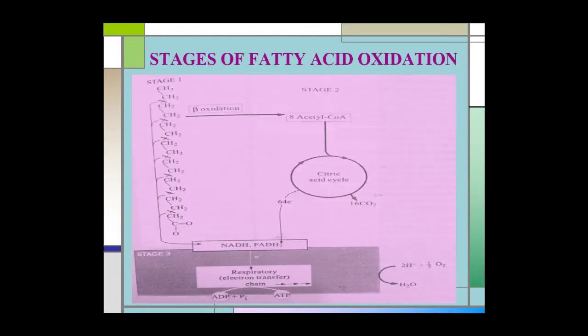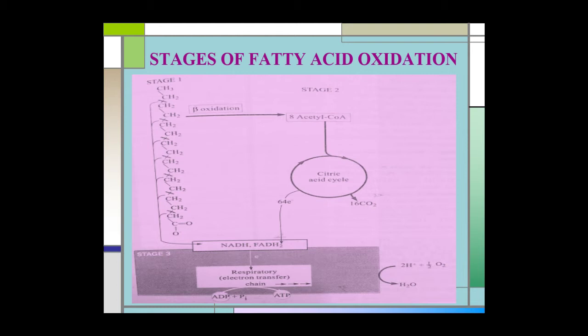Stages of fatty acid oxidation. The fatty acid oxidation is completed in 3 stages. Stage first, which is the beta oxidation pathway. Stage second, which is the citric acid cycle. And stage third, which is the mitochondrial respiratory chain.